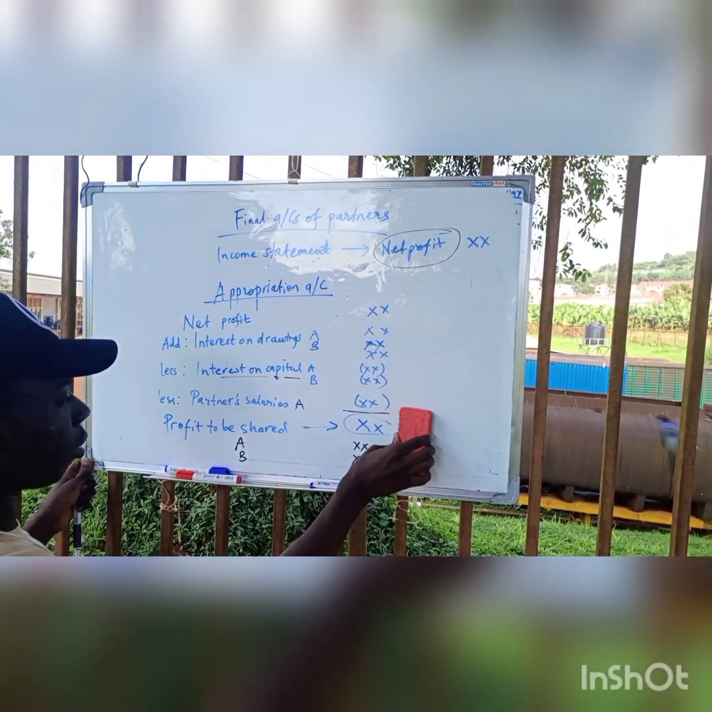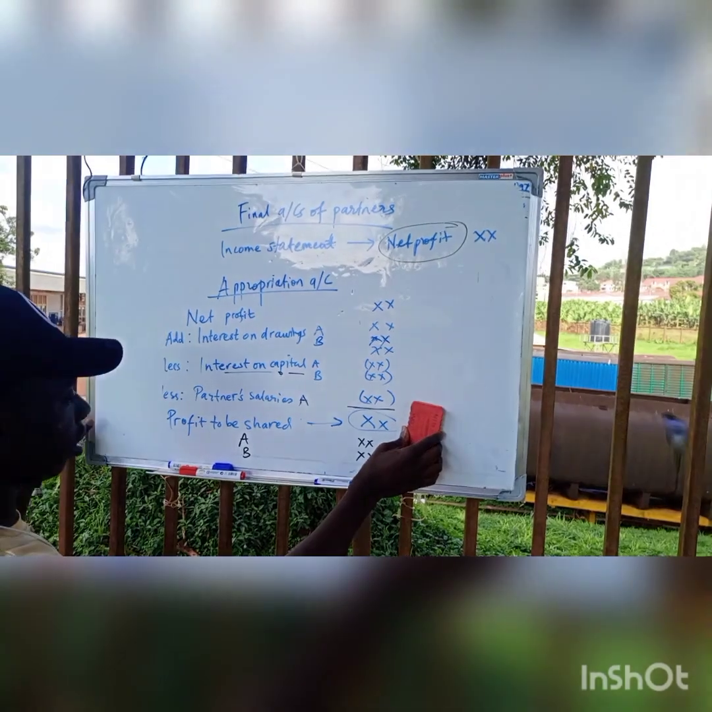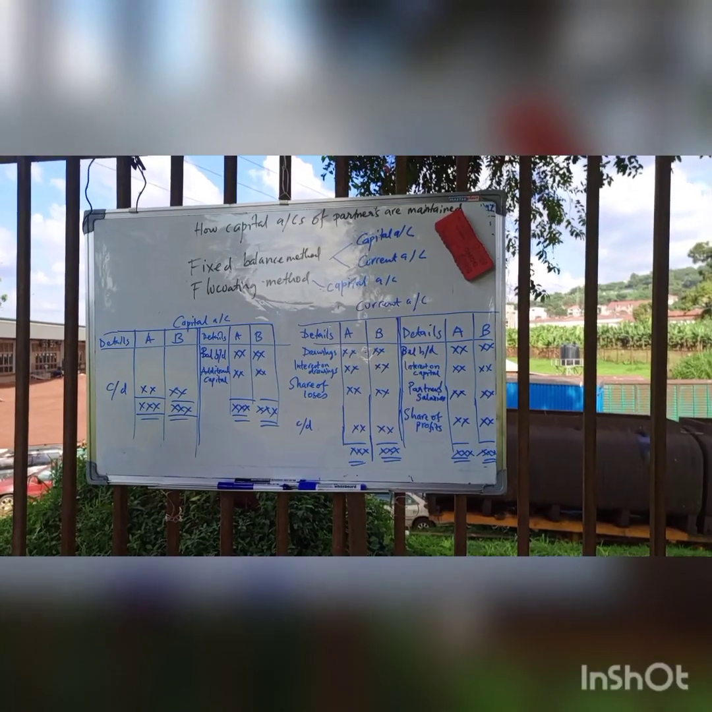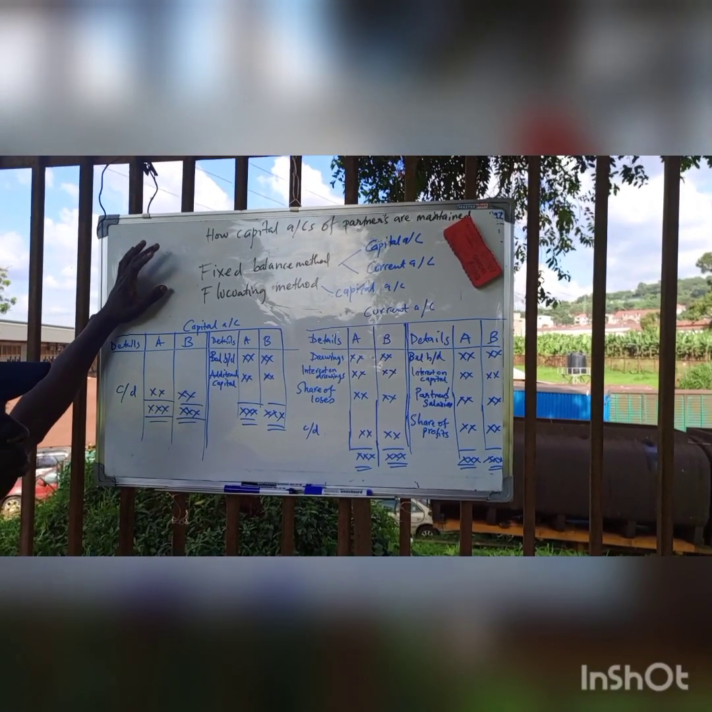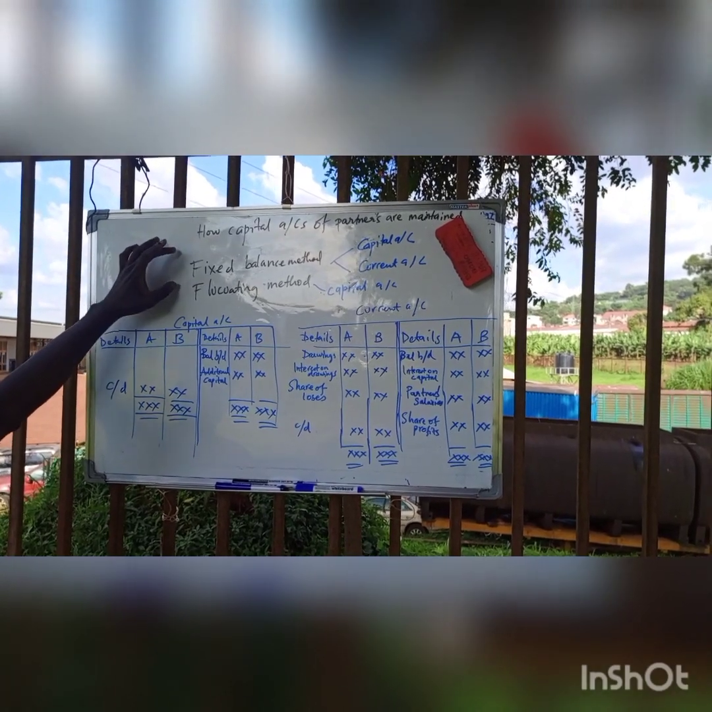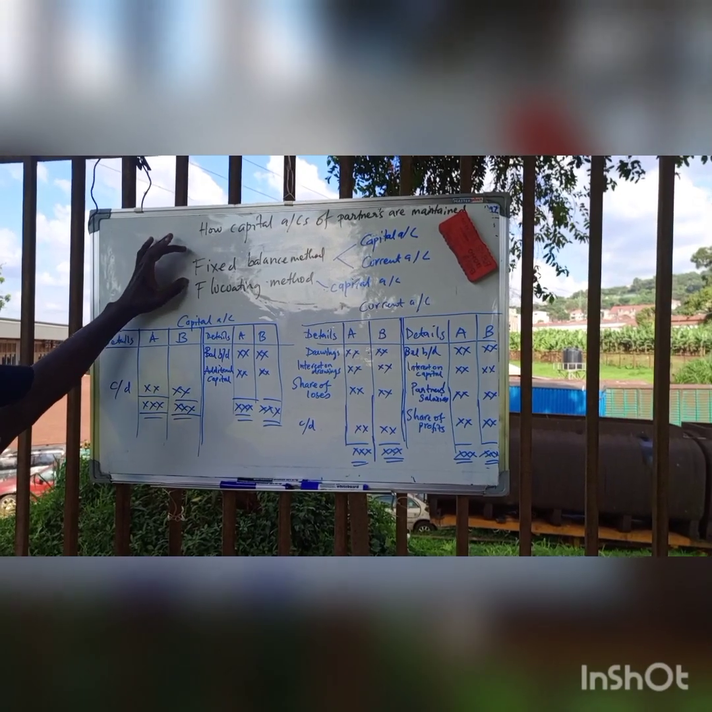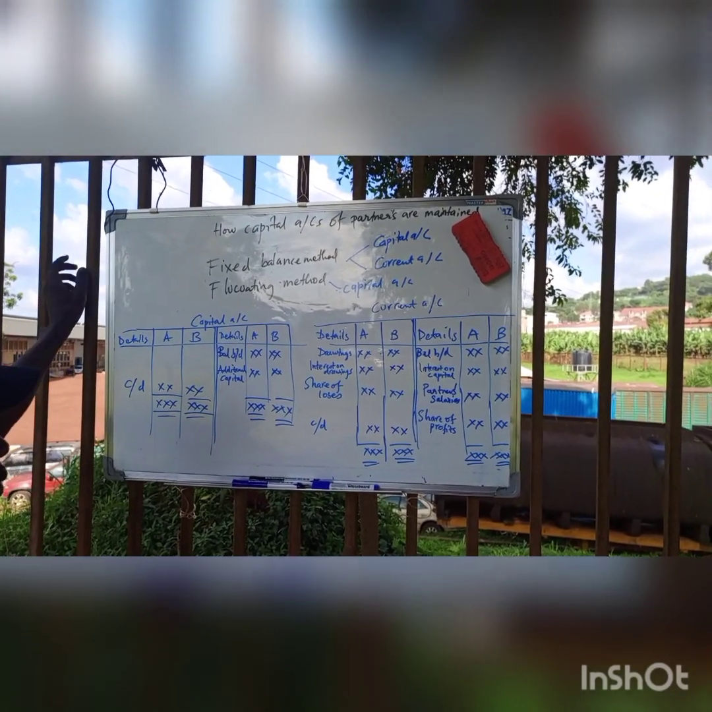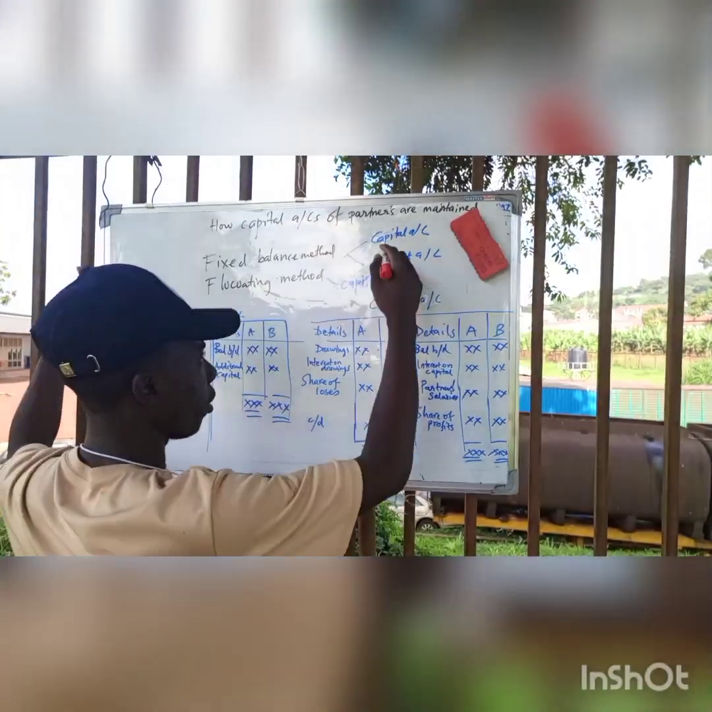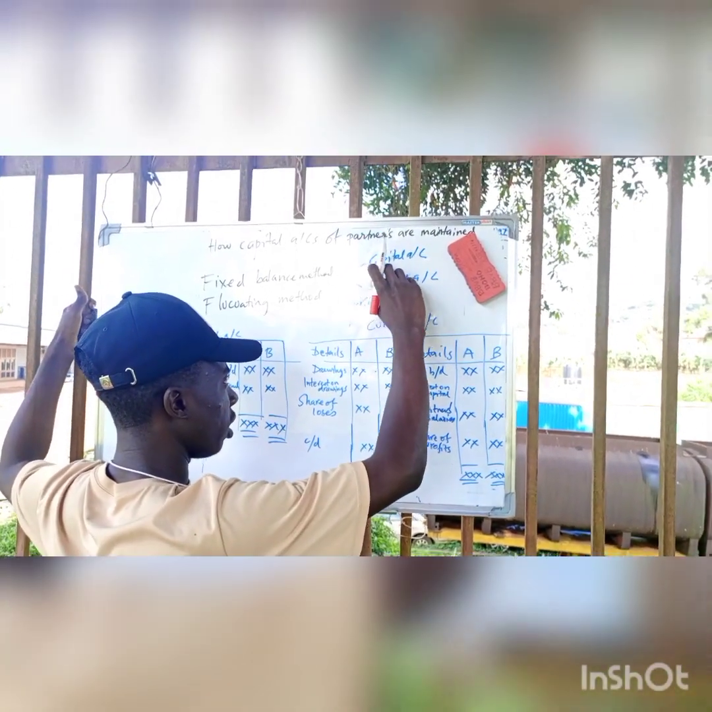Then we are going to see how they maintain their capital accounts. We shall see the application of this in an example. There are two methods of maintaining capital accounts of partners. One, we have the fixed balance method. Under the fixed balance method, we open up two accounts. One, we are going to call the capital account. Then the other will be the current account.